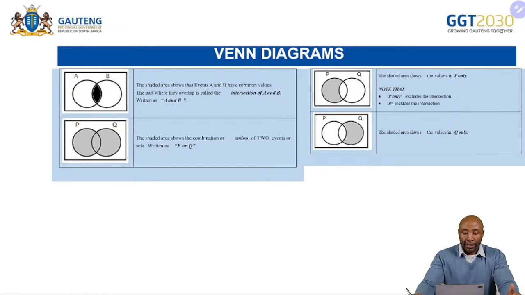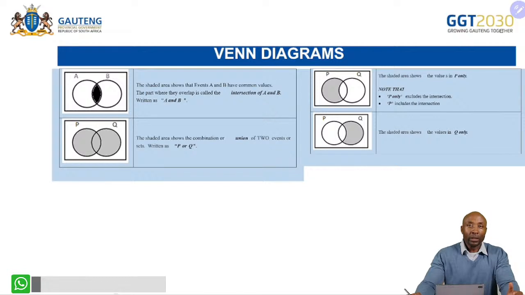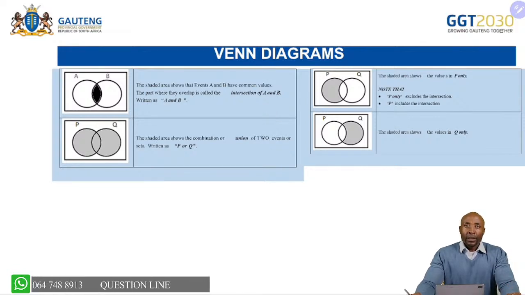You can see that the intersection is left blank. So you are going to be looking at this when we answer questions. Calculate the probability of P only, meaning that does not include the intersection or the overlap. So we are looking at the shaded region only in P, in set P only. And also the one underneath, you are looking at the set Q only.